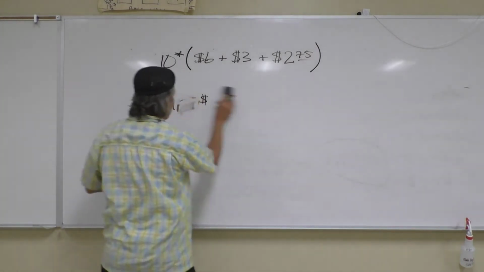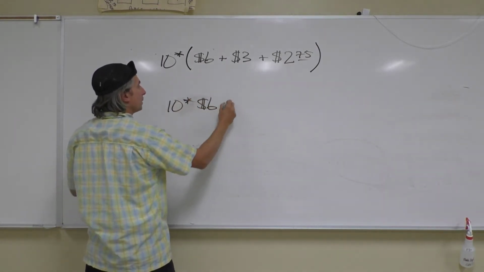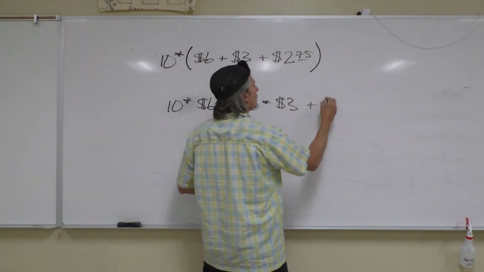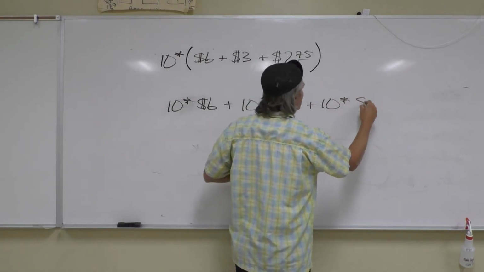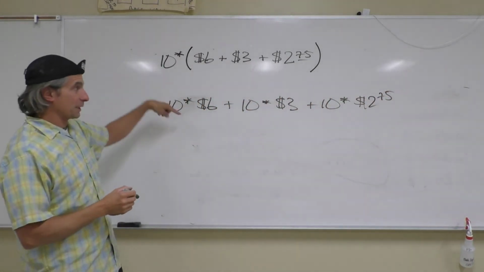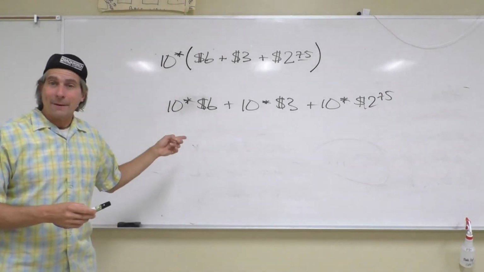Let's get the eraser. 10 times the $6 plus 10 times the $3 plus 10 times the $275. And for those of you that have seen the distributive property, that's literally what it does. It turns this into this. But there's no reason to do that.